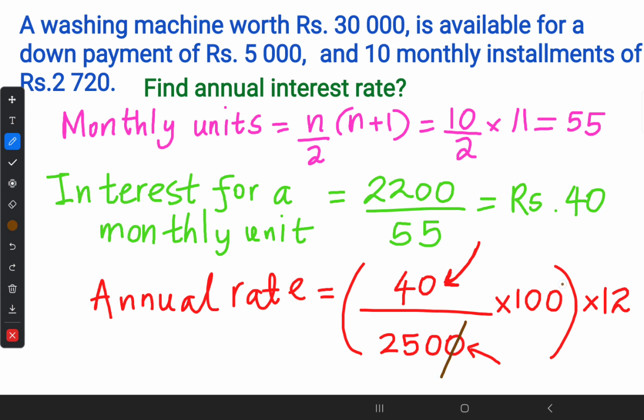We will do the simplification here. After simplification, 40 divided by 25 is 1.6. That is the interest rate for a month. It should be multiplied by 12, and that will give you 19.2 percent. That is the annual interest rate charged by this particular company when we are buying the washing machine for rupees 30,000 while paying a down payment of 5,000 rupees.